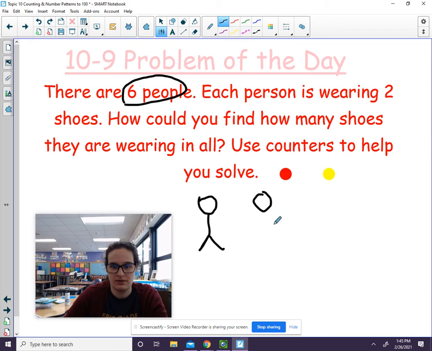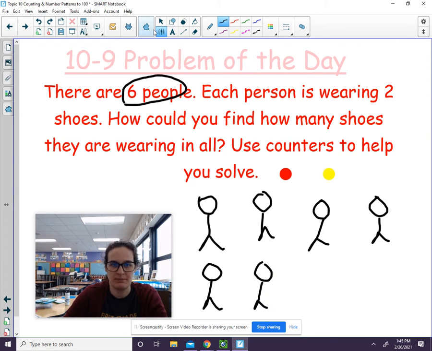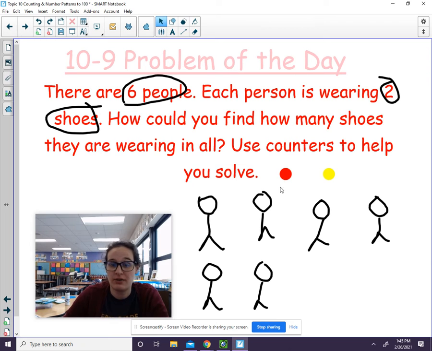1, 2, 3, 4, 5, 6. So I have 6 people here, and they each need to get 2 shoes. So let's go ahead and use the counters as the shoes. 1, 2. 1, 2. Well, it makes sense for them each to need 2 shoes because they have 2 feet.